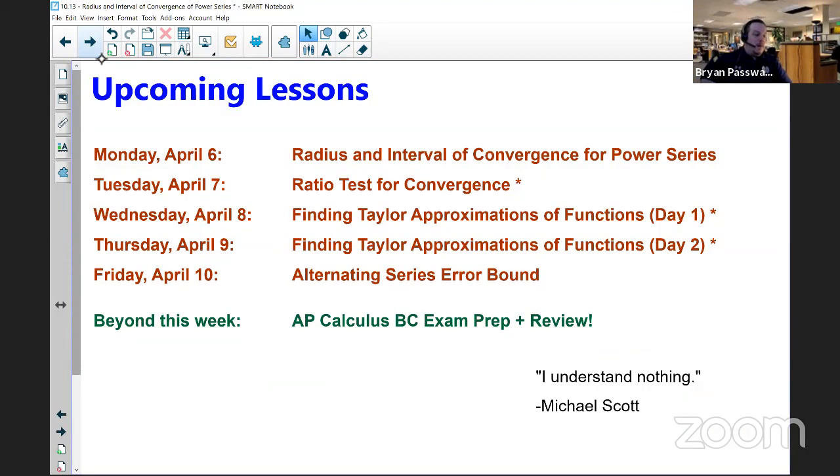Upcoming lessons. Well, this is the last week of new lessons, where we're teaching new content. So we're going to be talking about the radius and interval of convergence today for power series. This is not one of the asterisk topics, meaning it's not going to be directly tested, but I want to make two comments about why you should still watch this video.